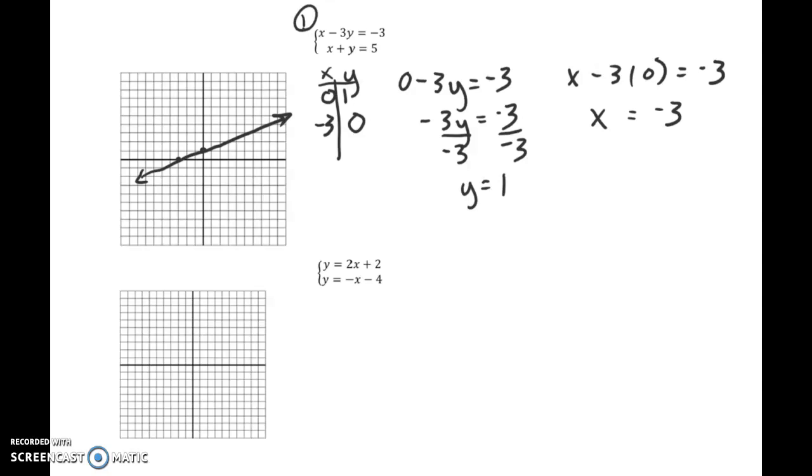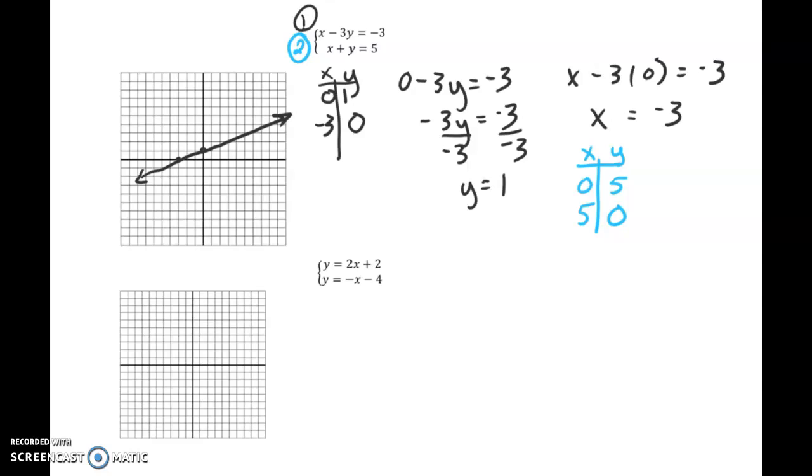I'm going to do equation 2. So that gives me x plus y equals 5. If I make a table of values, x and y, if I pick 0 for x, I get 5 for y. And if I pick 5 for x, I get 0 for y. So we just want two numbers that are going to add up to be 5 for that equation.